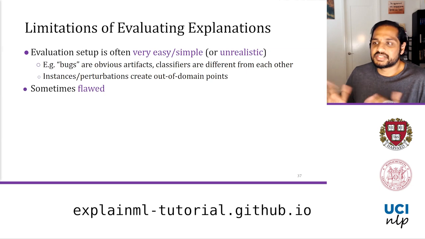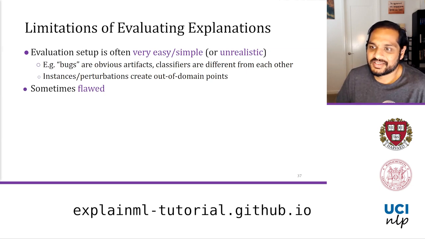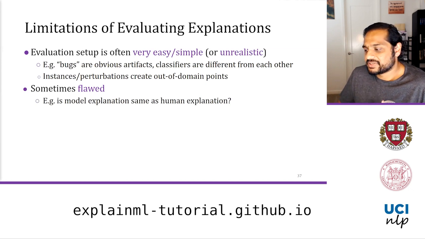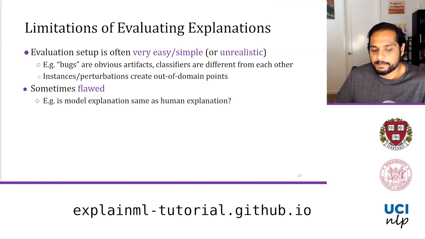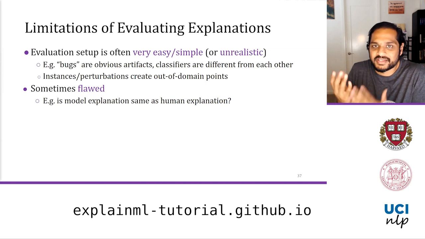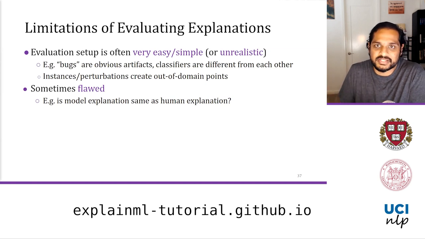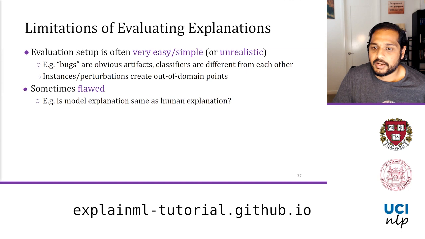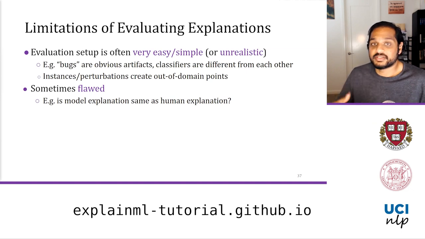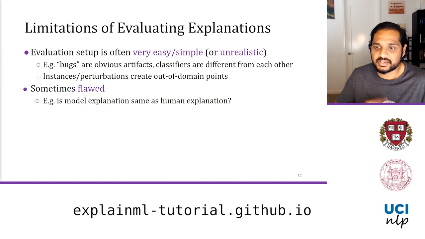Sometimes the evaluation can just be flawed fundamentally. I don't want to point to specific papers, but there are often cases where explanations that look good to humans are considered better explanations, but that's not really measuring how faithful the explanation is to what the model is doing. So the model explanation need not be the same as a human explanation, but often these things get conflated together.